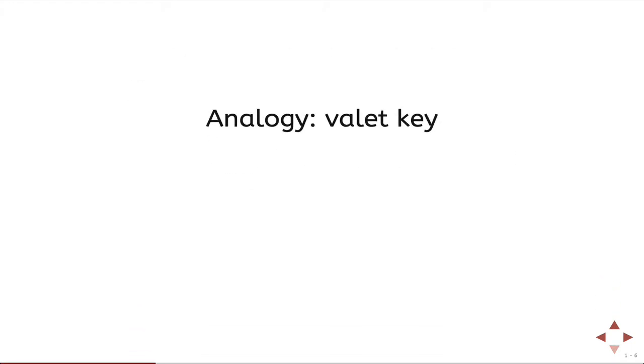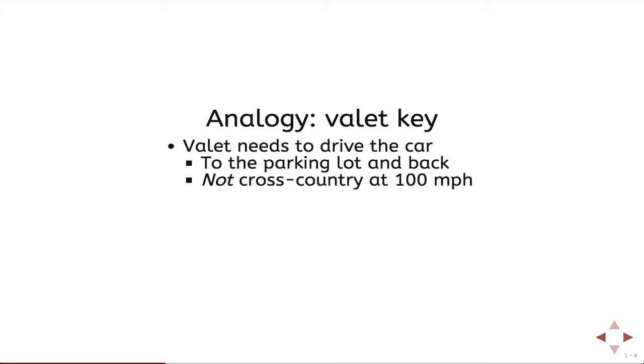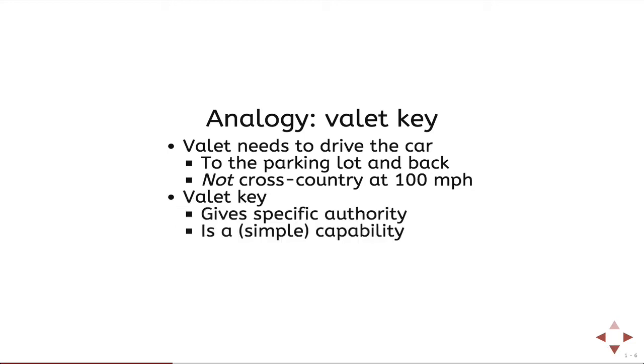A good simple analogy just to get you accustomed to the idea could be a valet key. The valet needs to be able to drive the car to the parking lot and back. They do not need to be able to drive the car cross country at 100 miles per hour. There's a number of other things that valet keys don't let you do, like the glove compartment, trunk, etc. But the point is that you want to give some limited authority to someone else. So this valet key gives that person that specific authority, and it is a simple example of a capability.